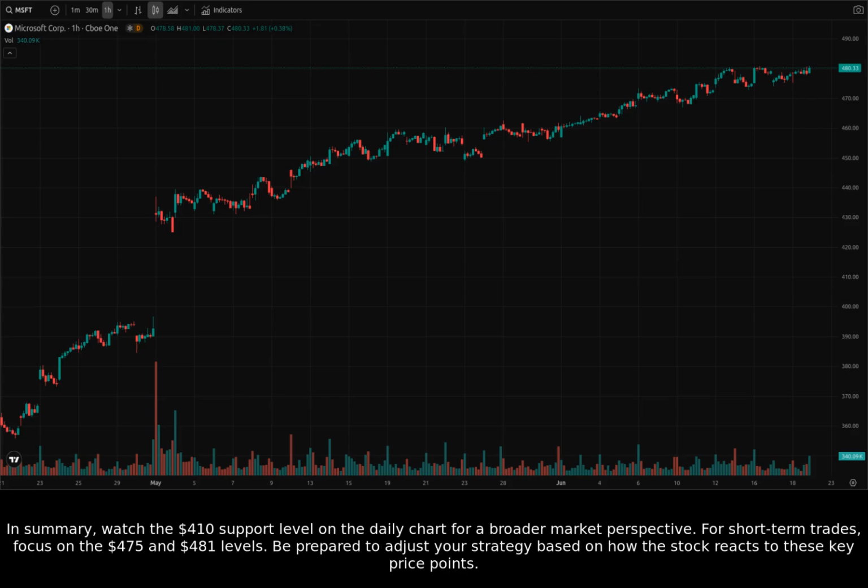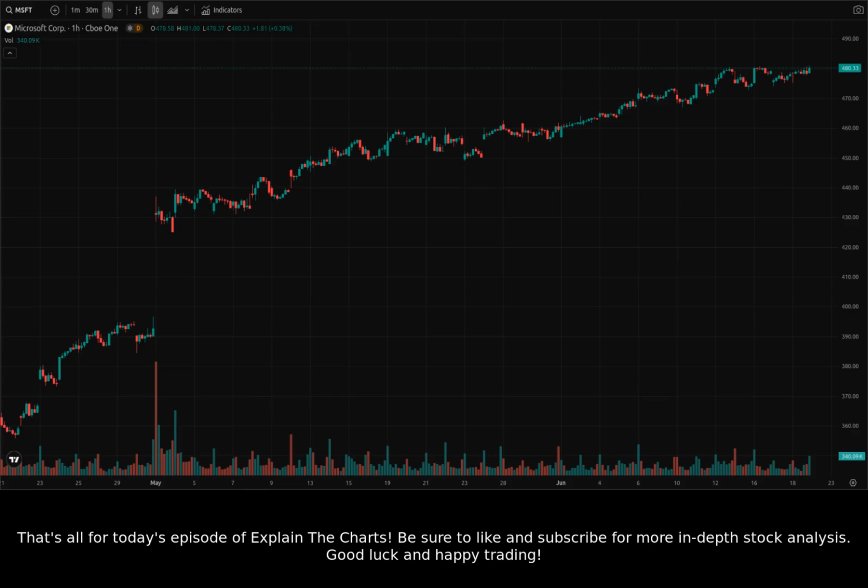In summary, watch the $410 support level on the daily chart for a broader market perspective. For short-term trades, focus on the $475 and $481 levels. Be prepared to adjust your strategy based on how the stock reacts to these key price points.